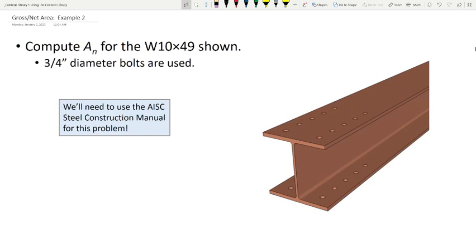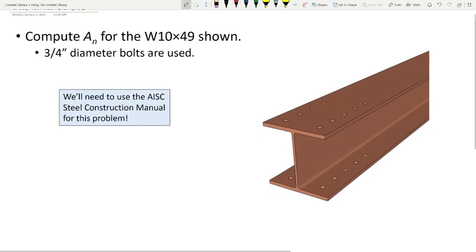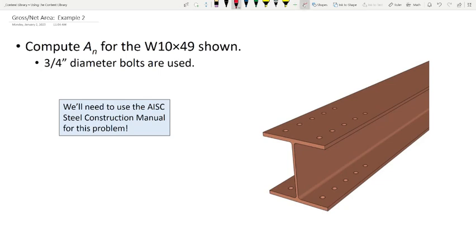And again, we have the same governing principle here, right? We have the net area. The net area equals the gross area minus the area of the holes, right? That's our governing principle, really. So the first thing that we probably need to do is get the gross area. What is the gross area of a W10 by 49?